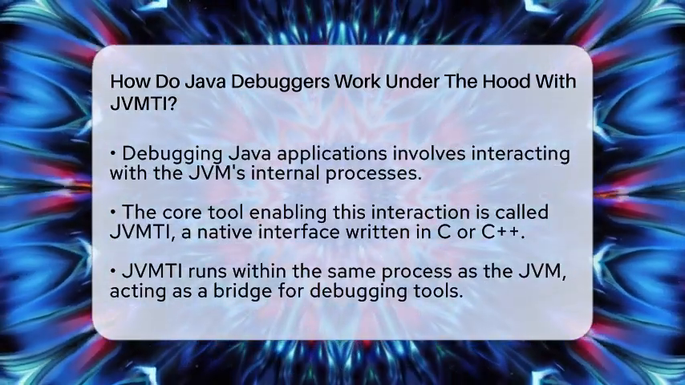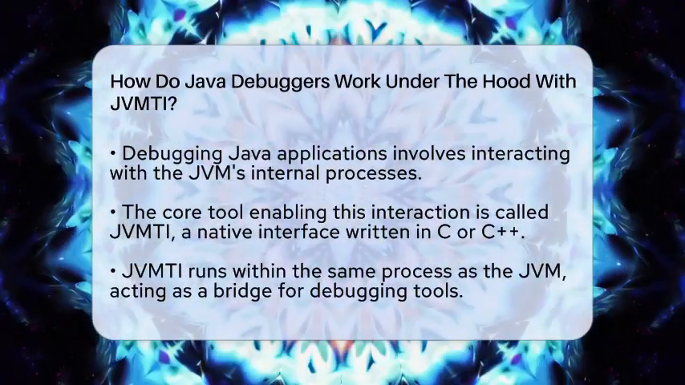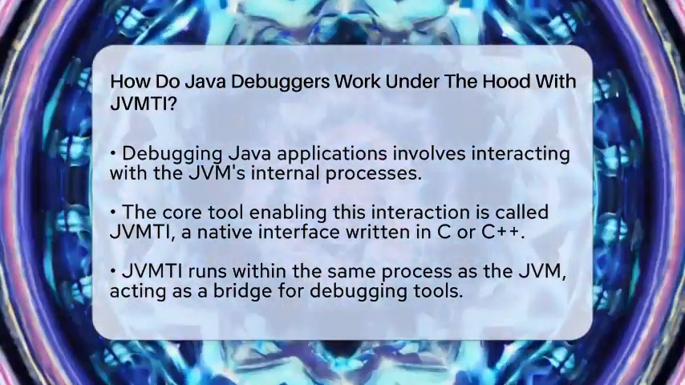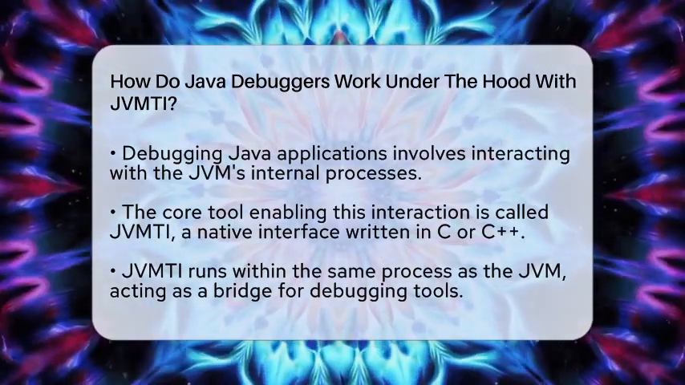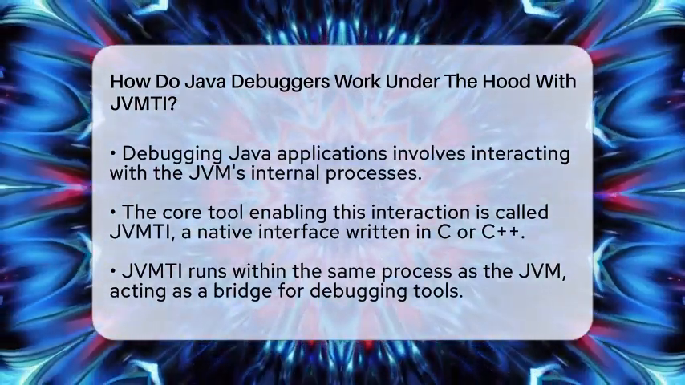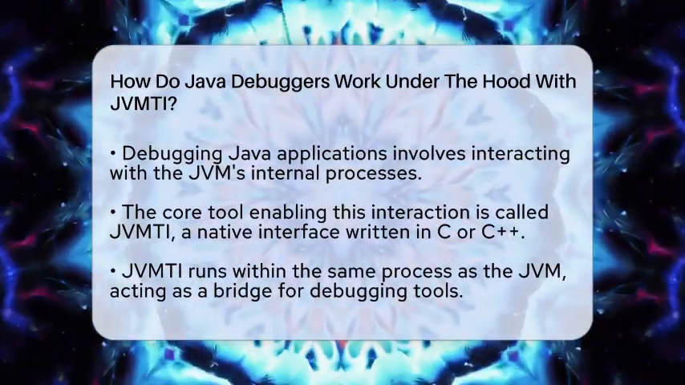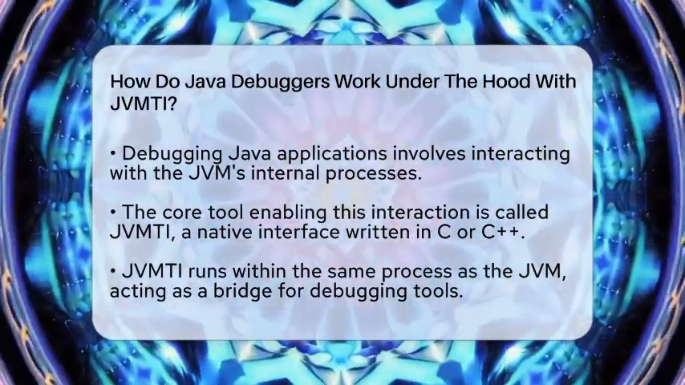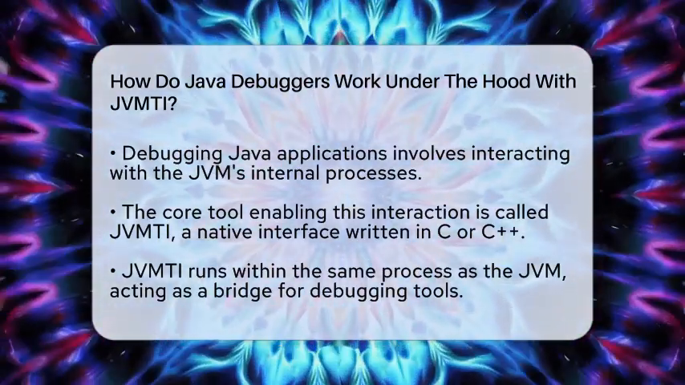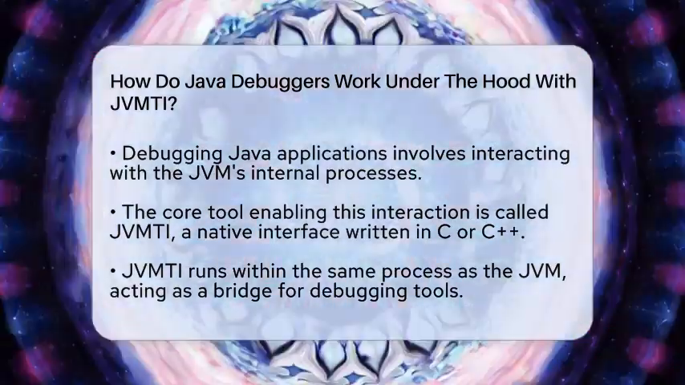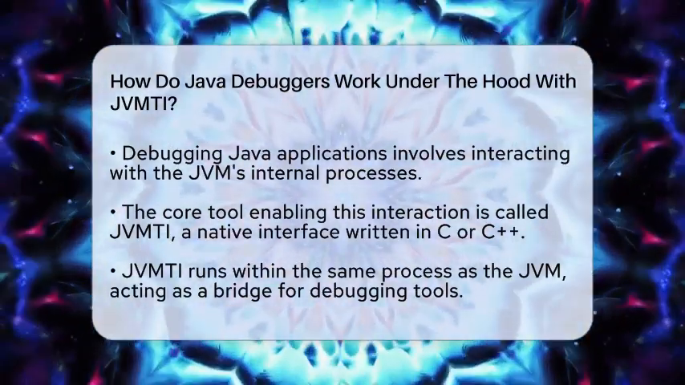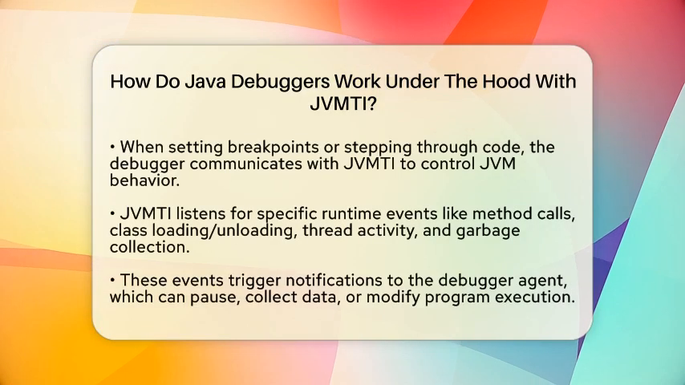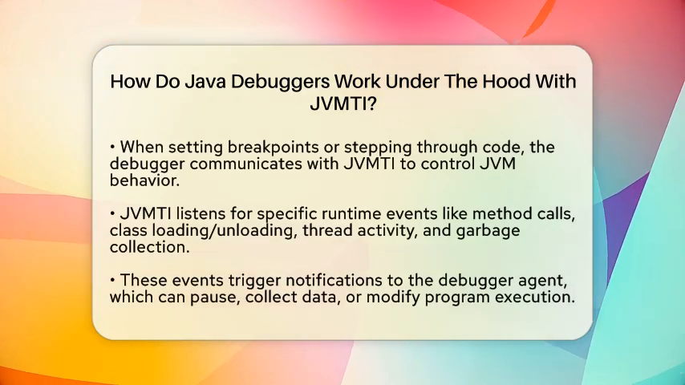It's interacting deeply with the Java virtual machine, or JVM, which runs your code. The secret tool that makes this possible is called the Java Virtual Machine Tool Interface, or JVMTI. JVMTI is a native programming interface, meaning it is written in a language like C or C++ and runs alongside the JVM inside the same process. It acts as a bridge, giving debugging tools the ability to peek into the JVM's internal workings.